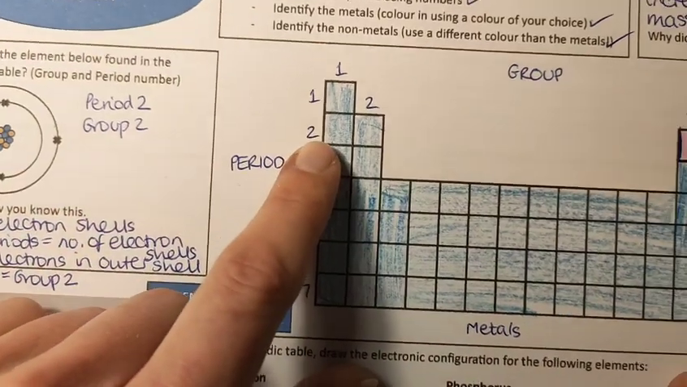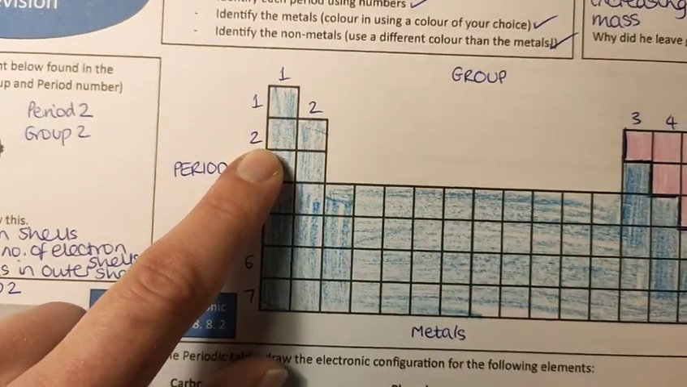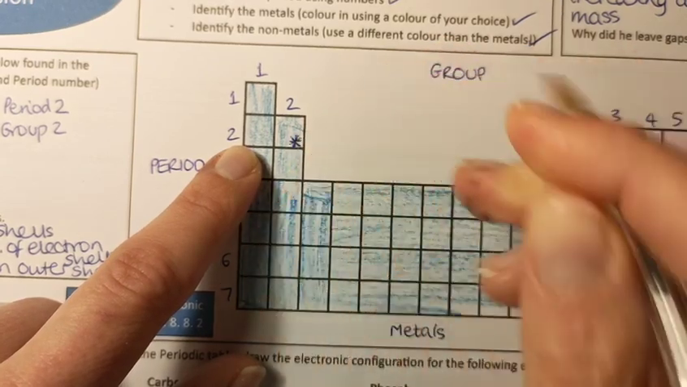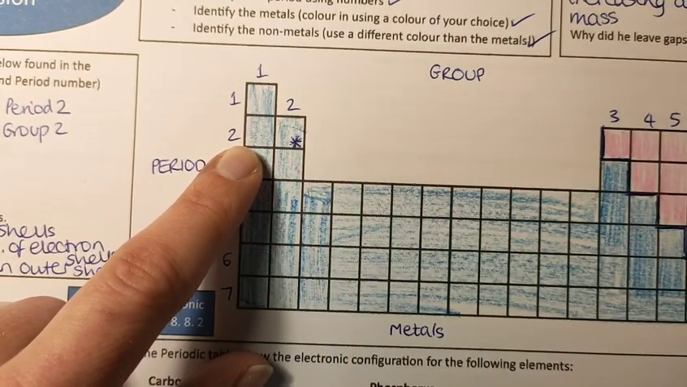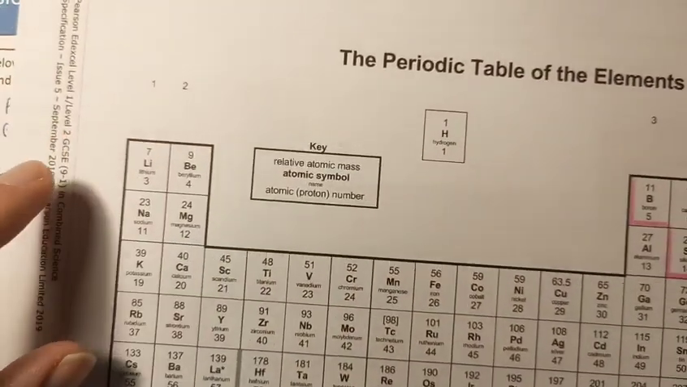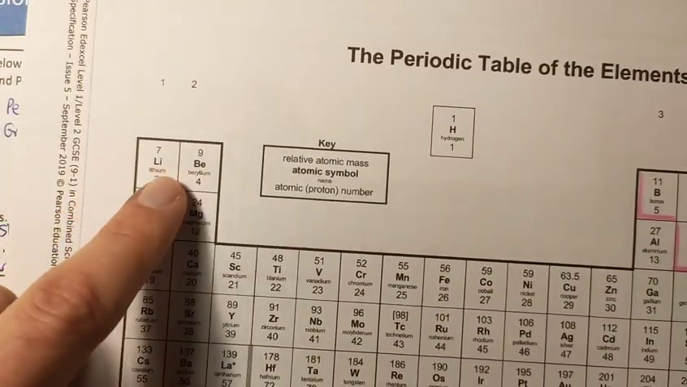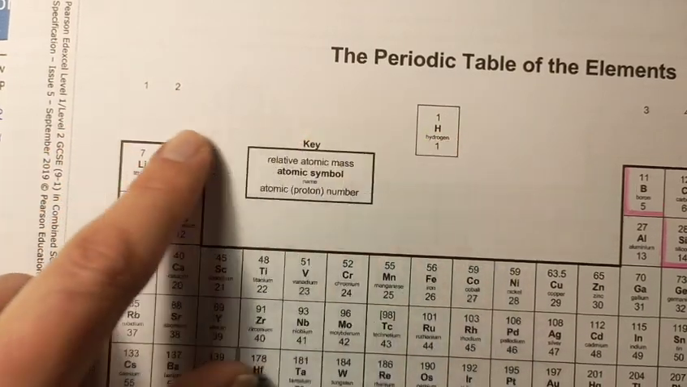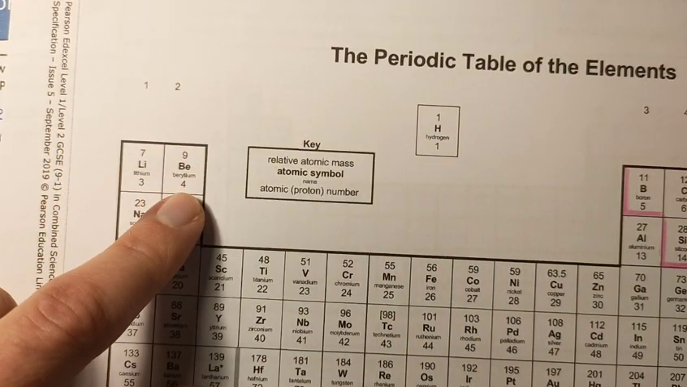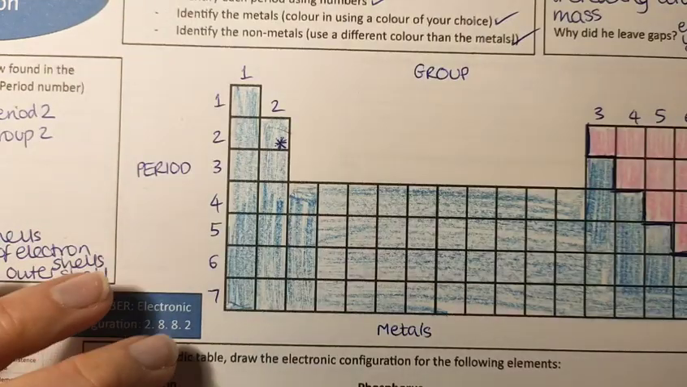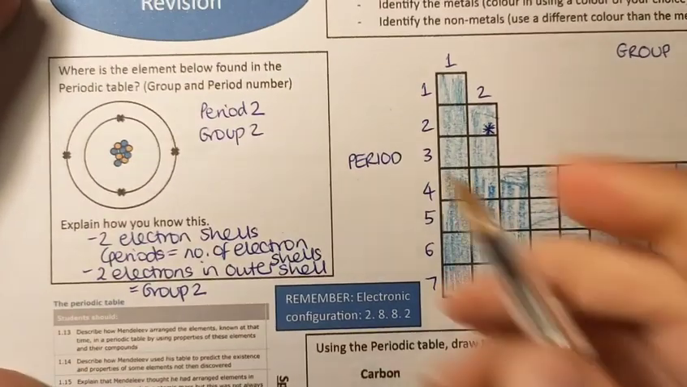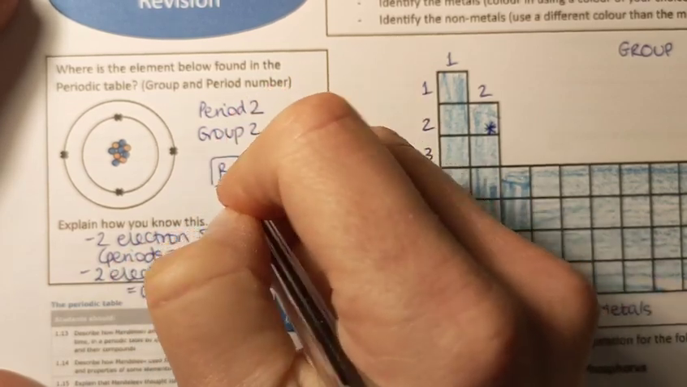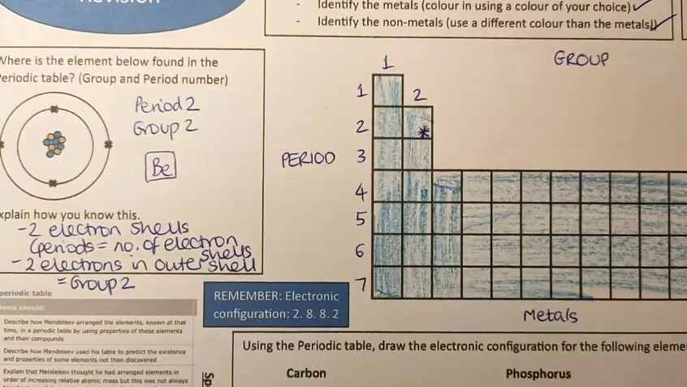So it's in period 2, group 2, so it's actually this one here, so I'm going to put a little star. If I then bring in my periodic table, period 2, which is here, group 2. Remember that's period 1 with hydrogen, it's just moved over a little bit here. Period 2, group 2 is beryllium, Be. So I might just write in here beryllium Be, just so I can remember what it is.